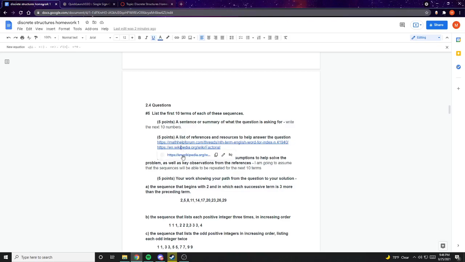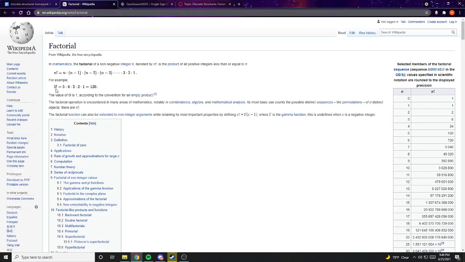So these are 2 resources that I use. I know people say Wikipedia is never a good thing to use, but I didn't know what an integer with an exclamation point was.